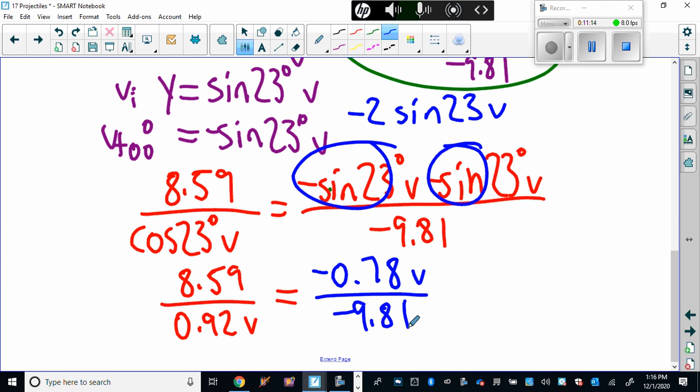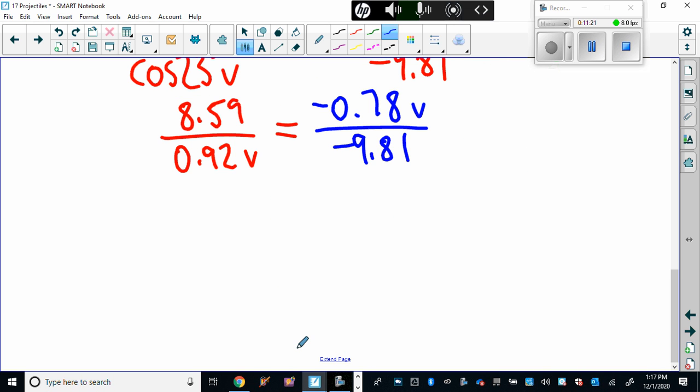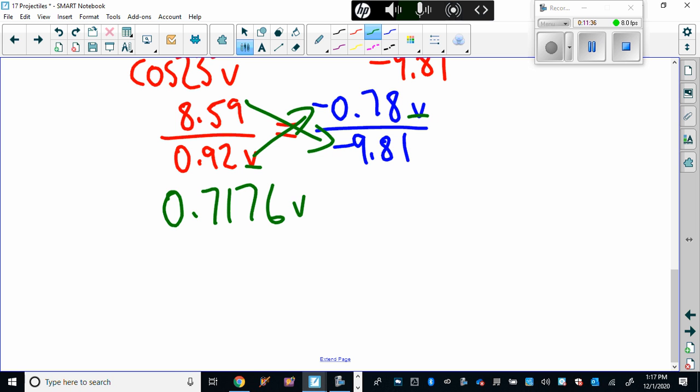Remember those v's, they're really just x's. If you're mathematically inclined, you want to replace everything with x, any unknown variable. You can cross multiply at this point. Cross multiply, and you're going to get 0.92 times 0.78, these negatives cancel out, is 0.7176. And you've got a v times a v, so that's v squared, equals 8.59 times 9.81, which is 84.27.